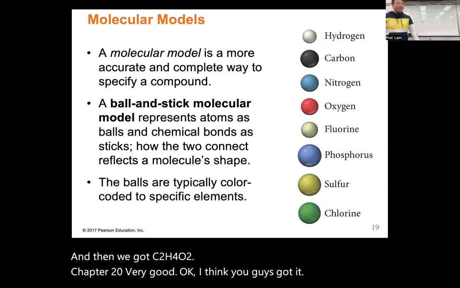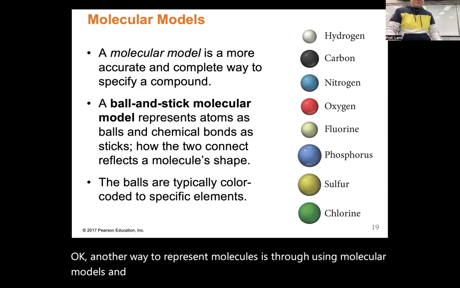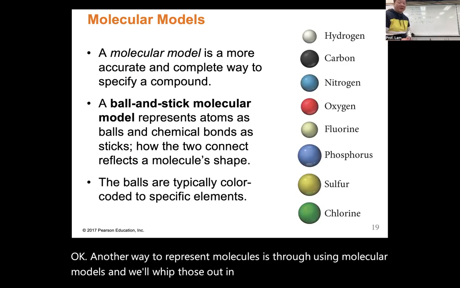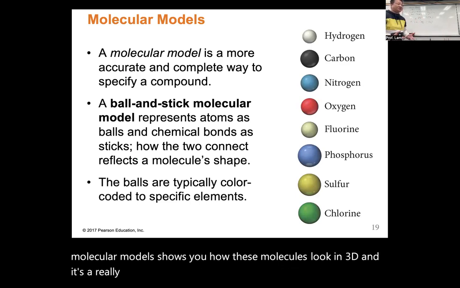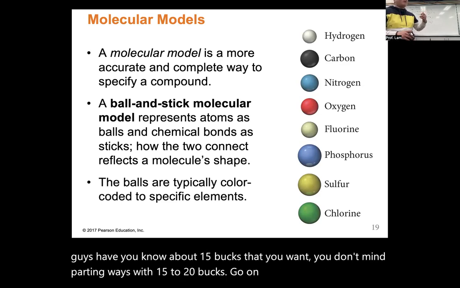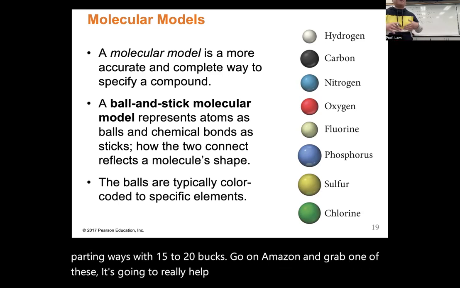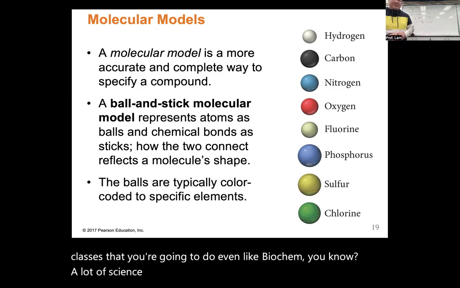Another way to represent molecules is through molecular models, and we'll whip those out in another lab at one point. Molecular models show you how these molecules look in 3D, and they're a really good learning and teaching tool as well. If you have 15 to 20 bucks you don't mind parting with, go on Amazon and grab one. It's going to really help you in this class and future classes, even biochem and a lot of science classes.